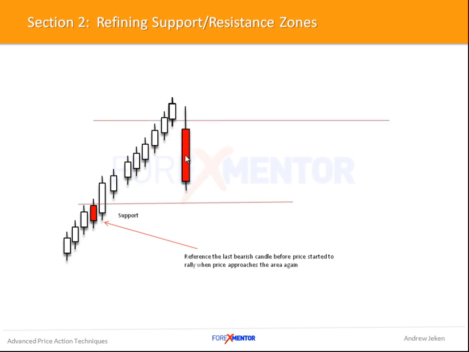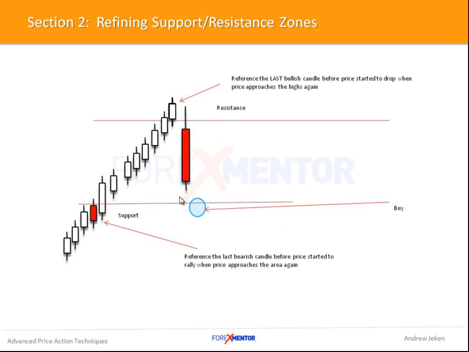Okay, so we just step this forward. Here again you see price breaks away, and I'm drawing a horizontal line across the body of the last bullish candle before price broke away. So here again, reference the last bullish candle before price started to drop when price approaches the highs again. If price starts to retrace, I want to start referencing this bullish candle here. That's where the institutional flows come in. So it's at this area here and this area here. We're fine-tuning or refining our larger zones to very, very specific levels.